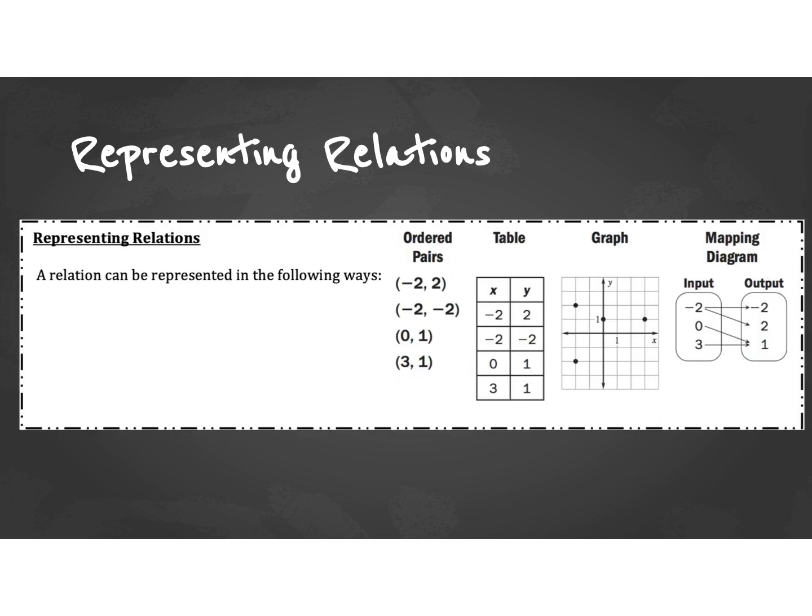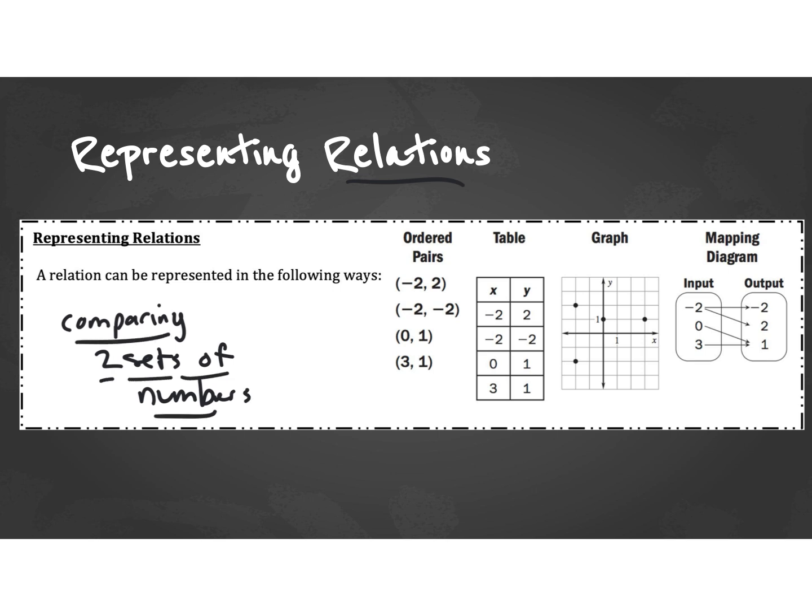So if I look at relations, relations are basically about what they sound like. All you're doing is comparing, oftentimes, two sets of numbers. These numbers can represent a whole bunch of different things. You can put any context you want on it, but basically, a relation is comparing x values to y values. That can be in an ordered pair, a table, a graph, or a mapping diagram.